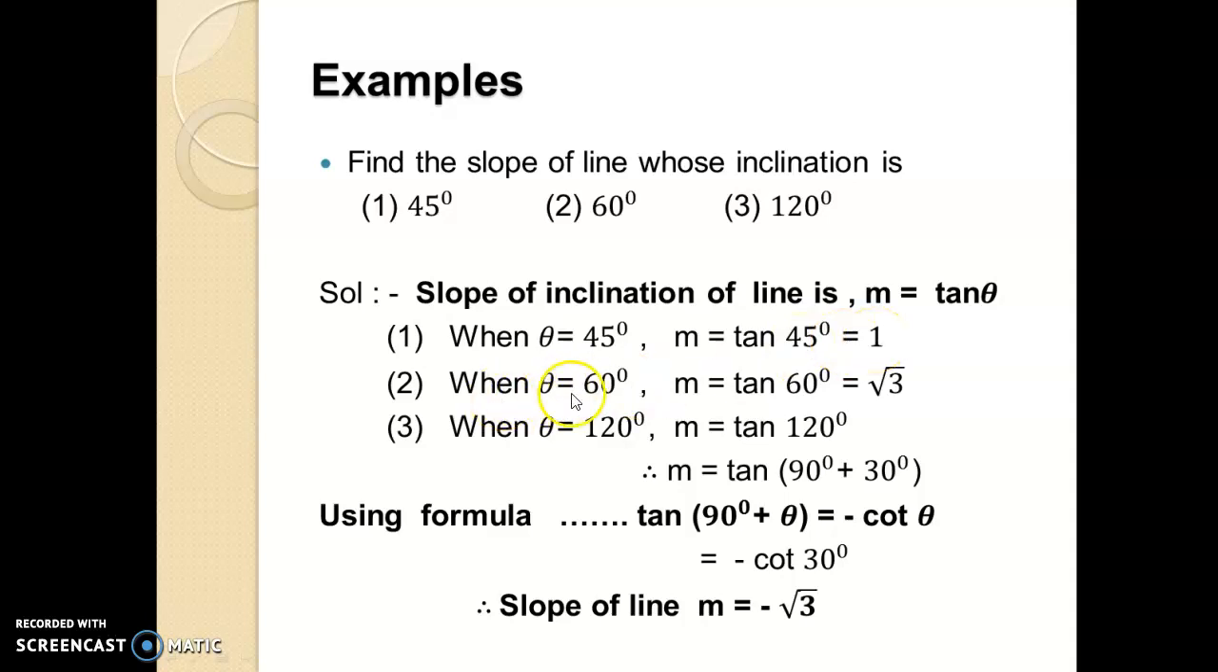Next, when inclination theta equals 60 degrees, m equals tan 60 degrees, that is equal to root 3. When theta is 120 degrees, m equals tan 120 degrees. So 120 degrees can be written as tan of (90 degrees plus 30 degrees). By using the allied angle formula, tan of (90 degrees plus theta) is minus cot theta, and theta is 30 degrees, so minus cot 30 degrees, and the slope of the line m equals minus root 3.